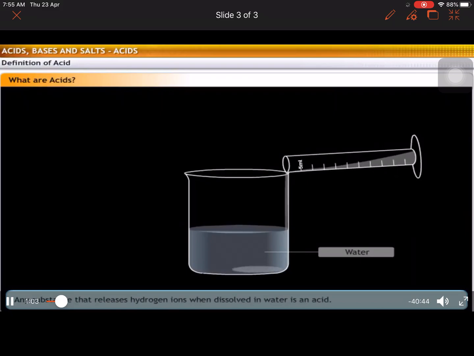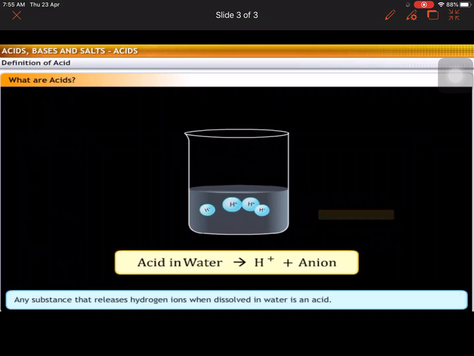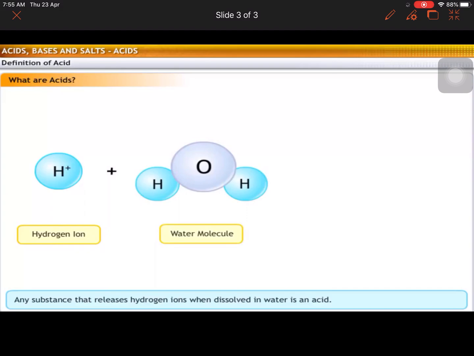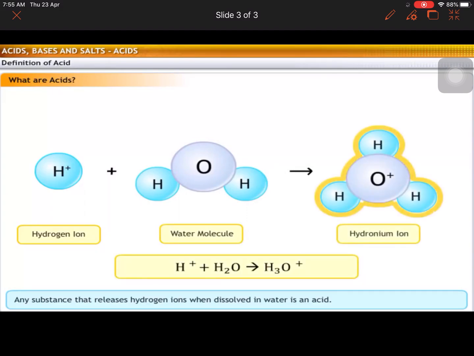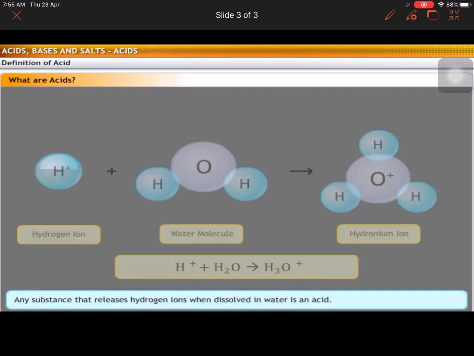Any substance that releases hydrogen ions when dissolved in water is an acid. A hydrogen ion cannot exist on its own, so it combines with a water molecule to form a hydronium ion. See, any substance when combined with water gives H plus ions. Correct? A hydrogen ion on its own cannot exist. There has to be some kind of bonding there.